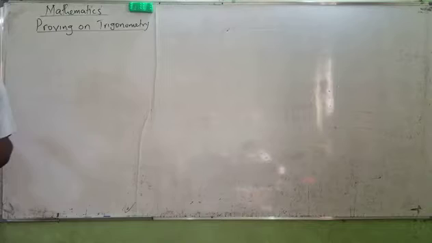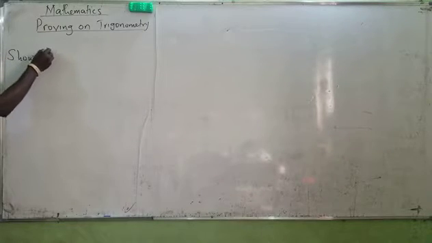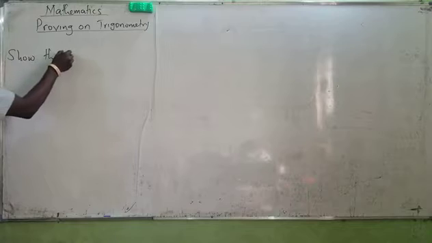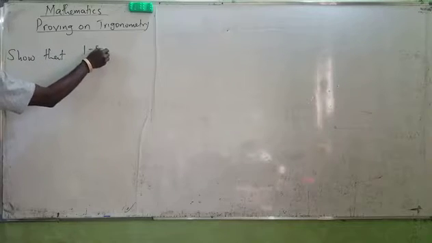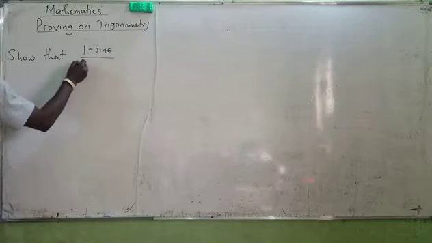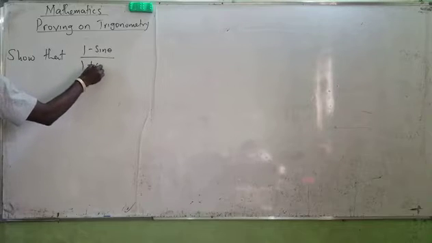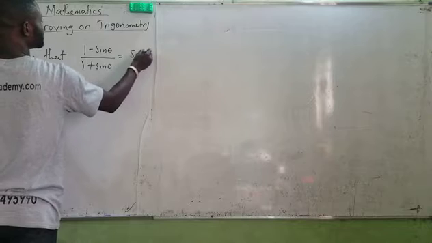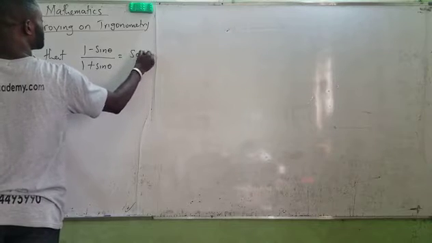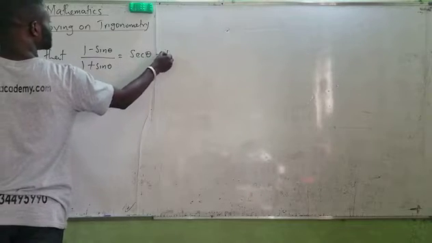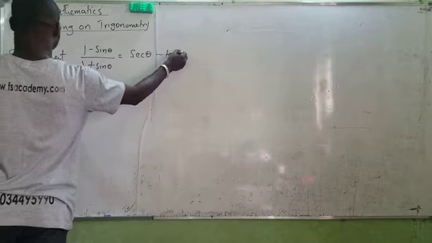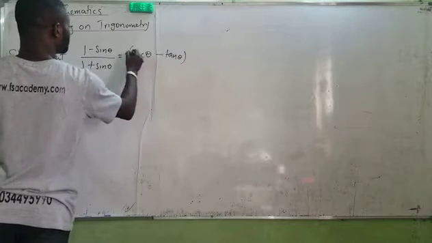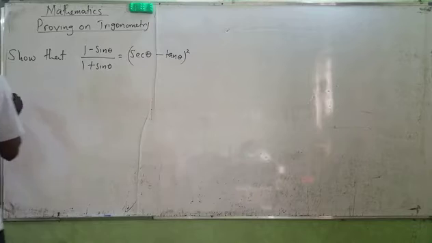Look at this question. You are asked to show that (1 minus sine theta) divided by (1 plus sine theta) equals (sec theta minus tan theta) all squared. That is number one.